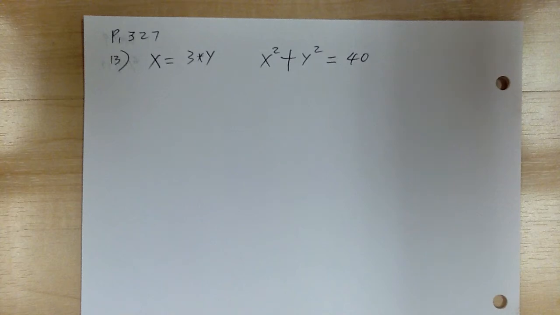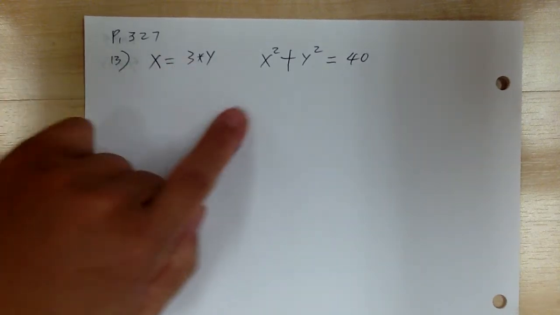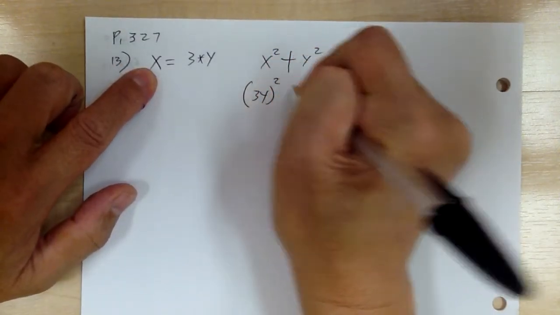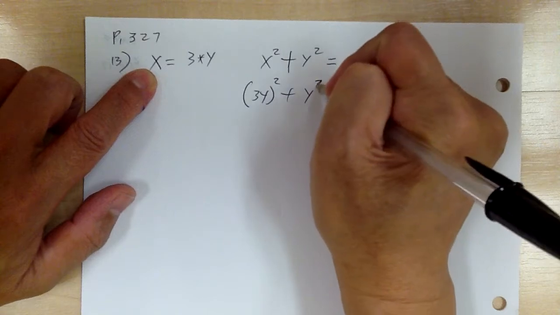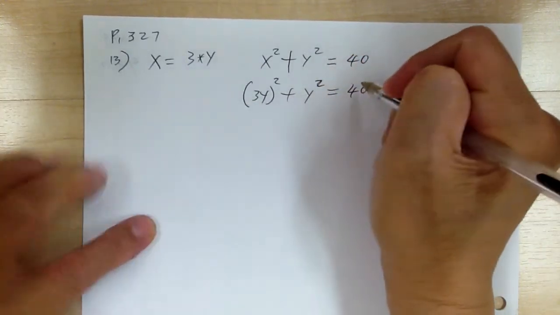So now again, this one you can just substitute already. You already have x equal to 3 times y, right? So you substitute into here. So you get (3y) squared plus y squared. Again, whenever you substitute, you put in parentheses, right? Again, x is 3y.